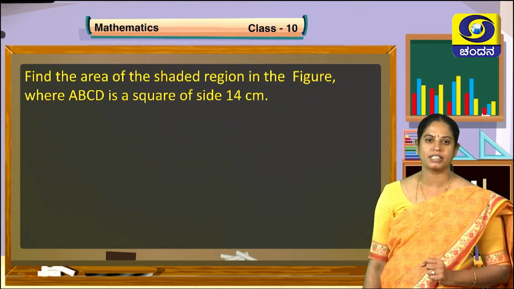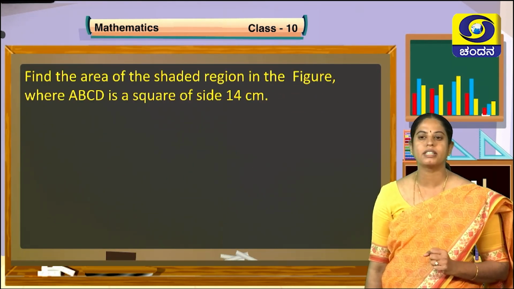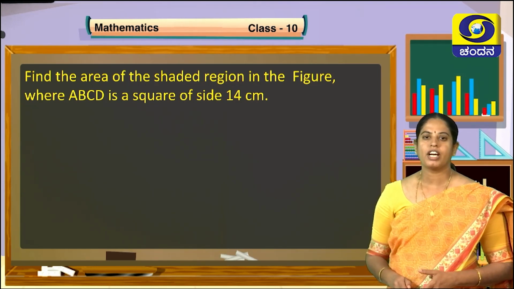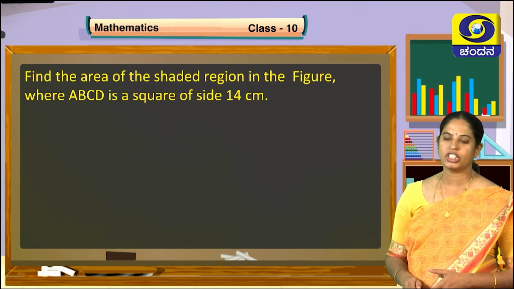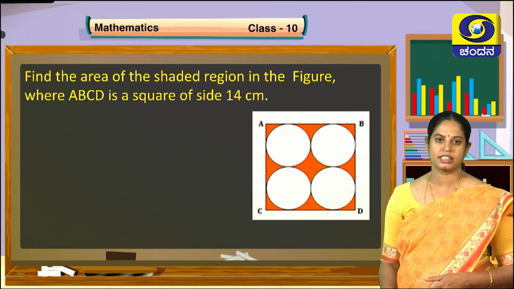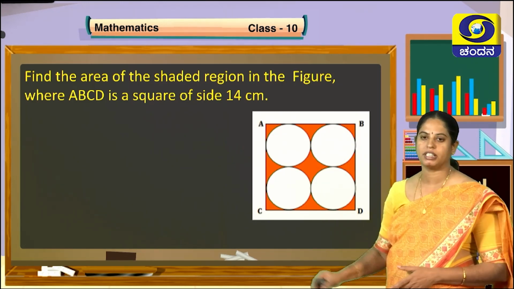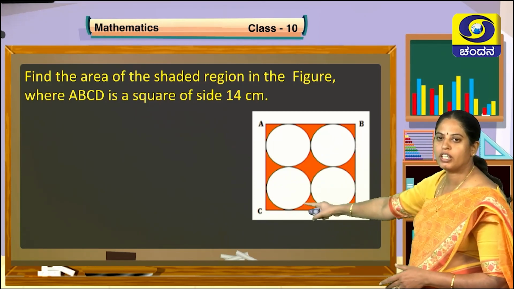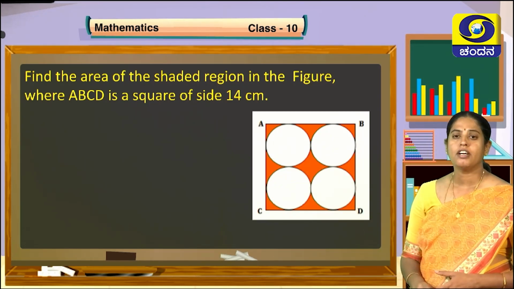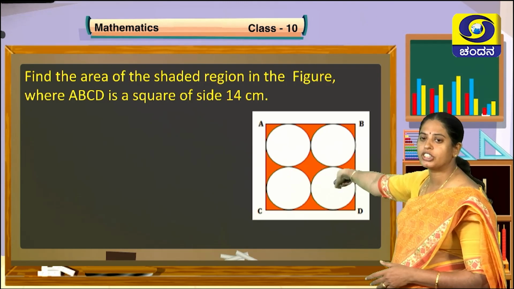The problem is like this. Along with me, you read the problem, children. Find the area of the shaded region in the figure. The figure is like this, where ABCD is a square of side 14 centimeter. Here ABCD is a square of 14 centimeter. We have to find the area of the shaded region.